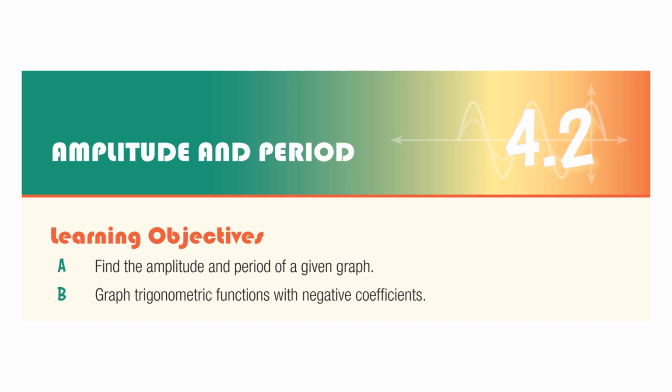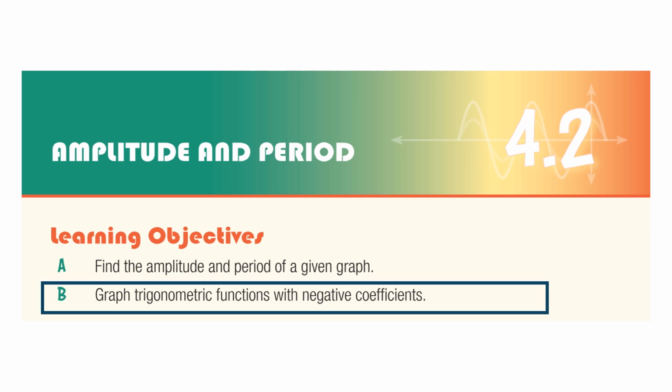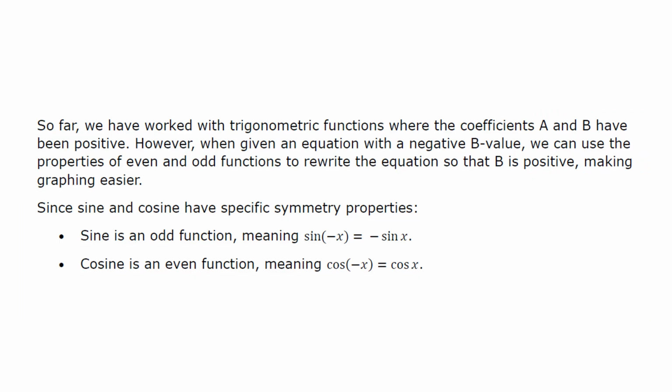All right, now we are going to graph trigonometric functions with negative exponents. So far, we've worked with trigonometric functions where the coefficients a and b have been positive. However, when given an equation with a negative b value, we can use the properties of even and odd functions to rewrite the equation so that b is positive, making graphing easier.